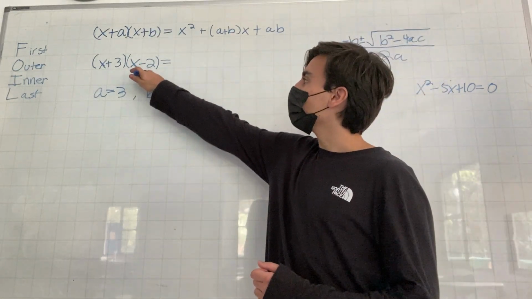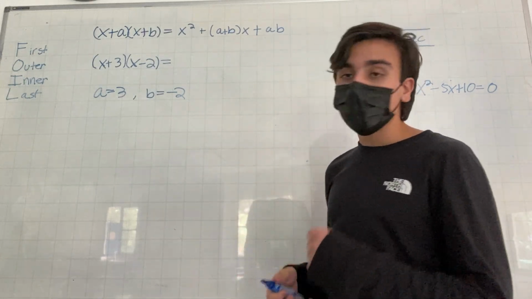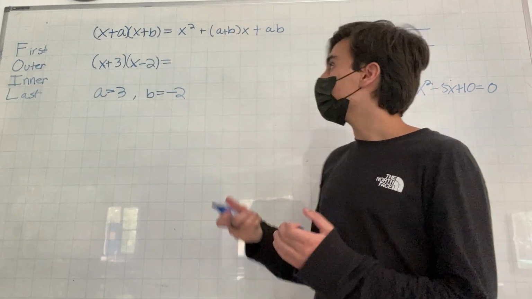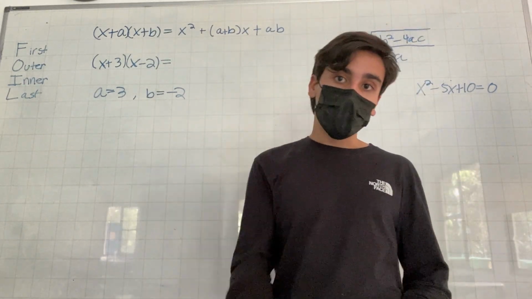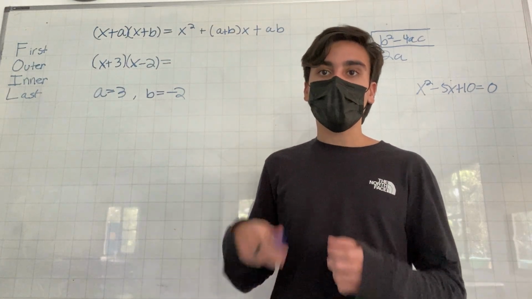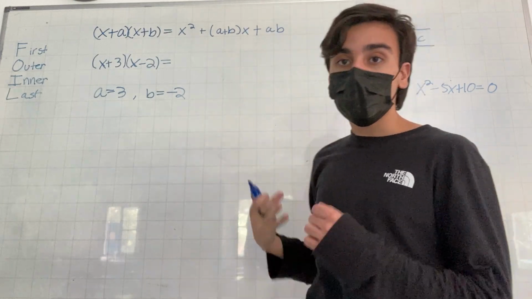So this is an equation that Mr. Igor gave us: x plus 3 times x minus 2. And there's two ways of doing this. There's by just using this formula right here that Mr. Igor's offered you guys, or you can use the FOIL method, which I'll explain later on. But first, let's use the equation that Mr. Igor gives us, which is very, very easy.